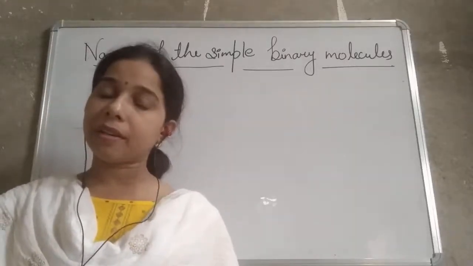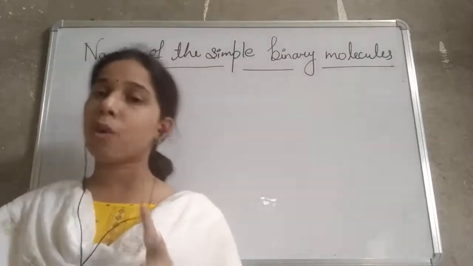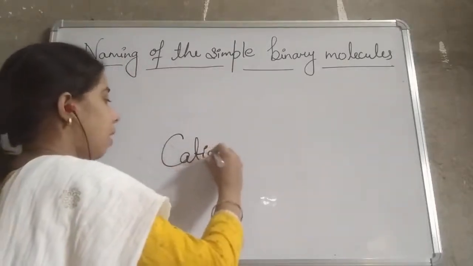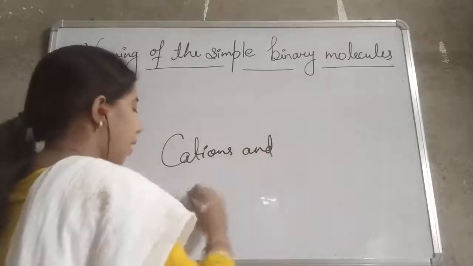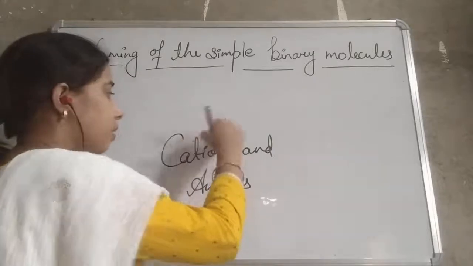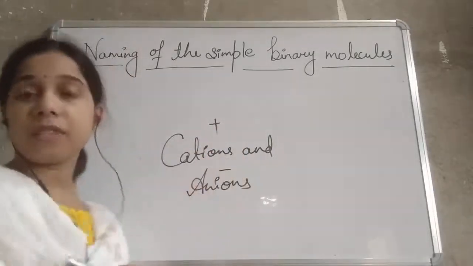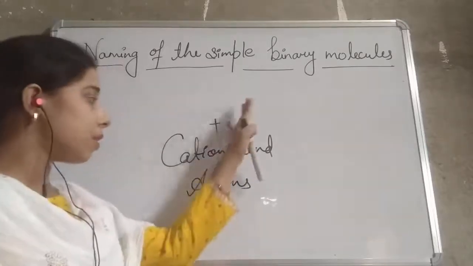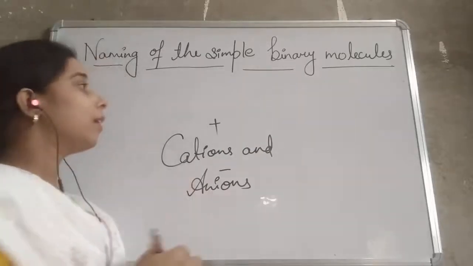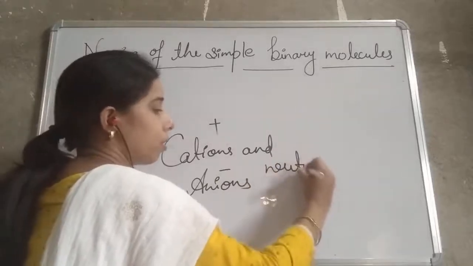The second method: you know that every compound which is formed basically consists of two things, cations and anions. Cations are what, student? They consist of positive charge. Anions consist of negative charge. When this positive charge and the negative charge combine together, they form a neutral molecule or neutral compound.